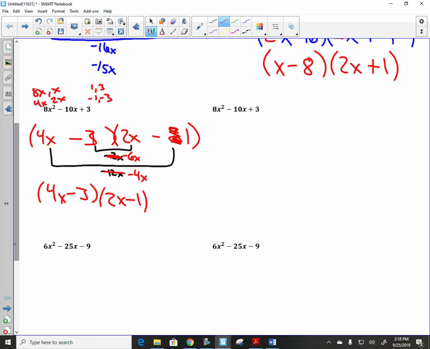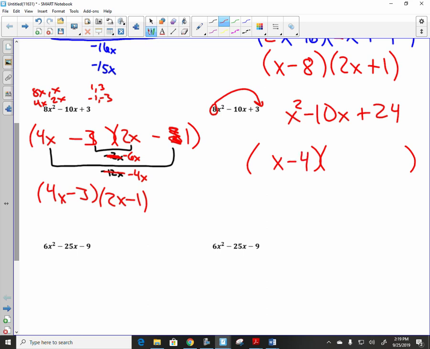But watch what happens if we do the AC method. We take A and multiply it by C. You get x squared minus 10x, then what? Plus 24. Does that factor to what? x minus 4 and x minus 6.